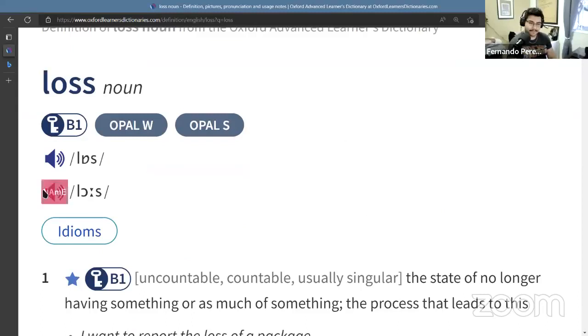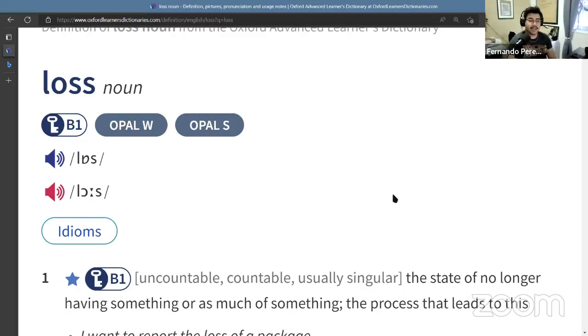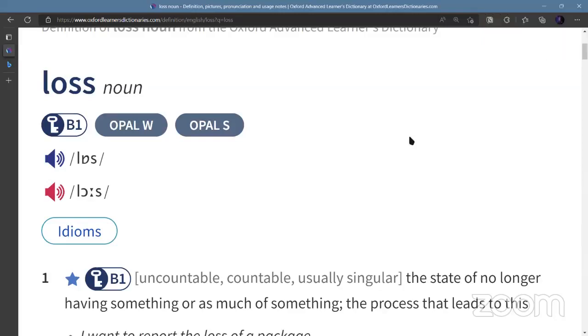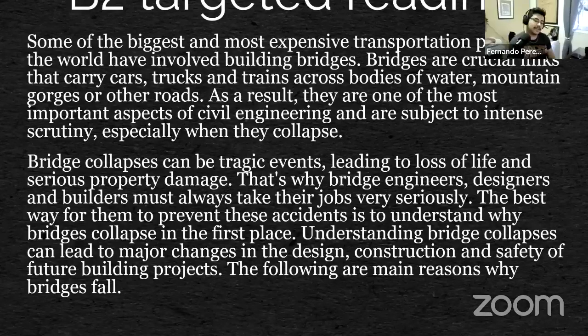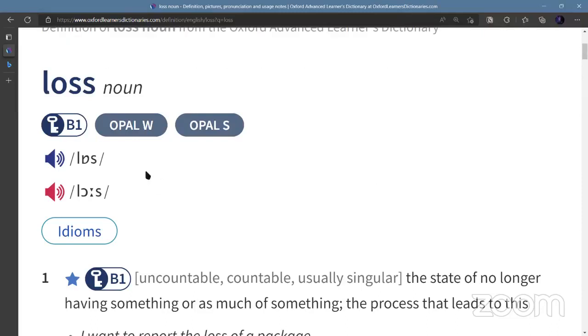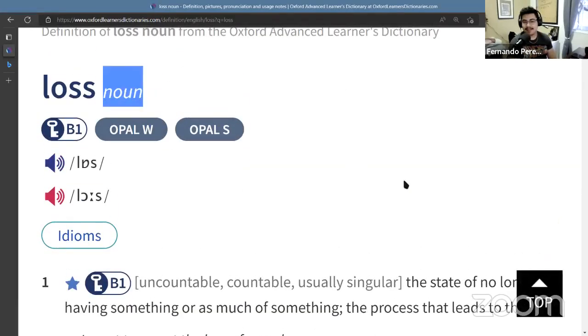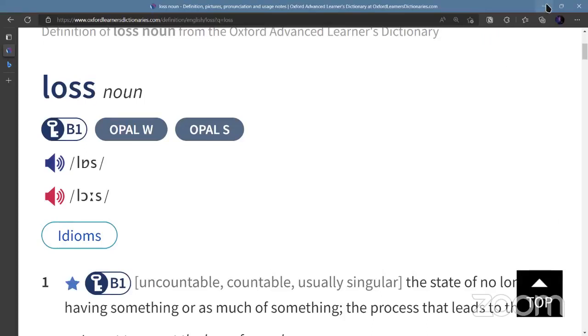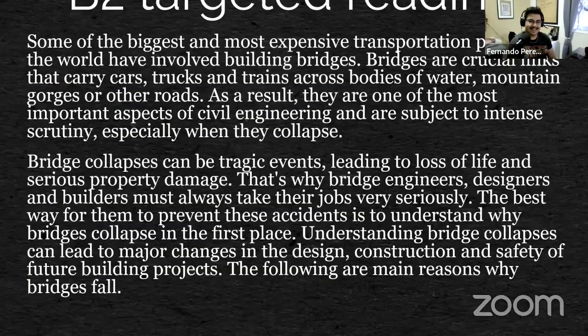Loss. One is the faculty of losing something, which is called loss. One more time. The most important thing is loss. This is lose, the verb, and this is loss, the noun. Got it. The most important thing is loss of lives. Exactly, the loss of lives. That's correct. Any questions?